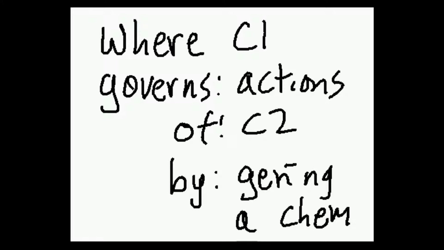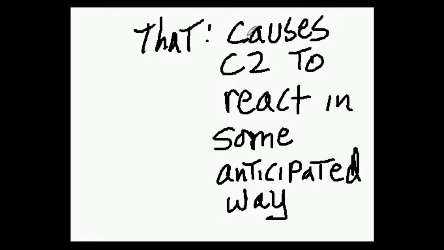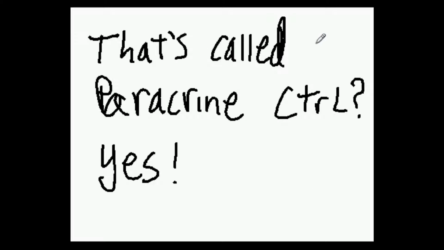Okay, tell me about that chemical. It generates a chemical that causes cell 2 to react in some anticipated way. That's called a paracrine control, you say? Yes. It's called a paracrine control.